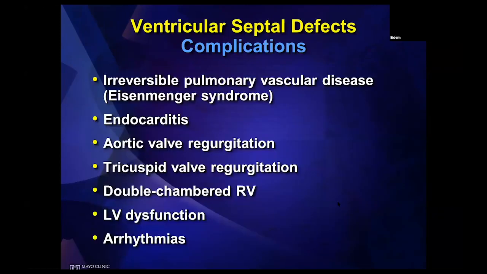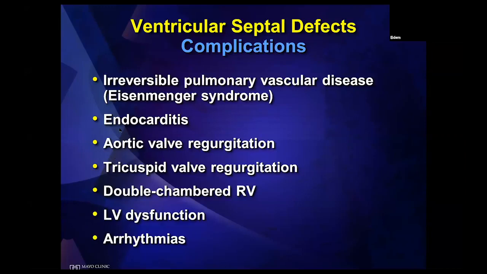Well, complications with VSDs do occur, but thankfully they're not that common, because we tend to close significant size VSDs earlier in life. If this does not happen in early life, you may have irreversible pulmonary vascular disease or something called Eisenmenger syndrome. Endocarditis can occur on the VSD.